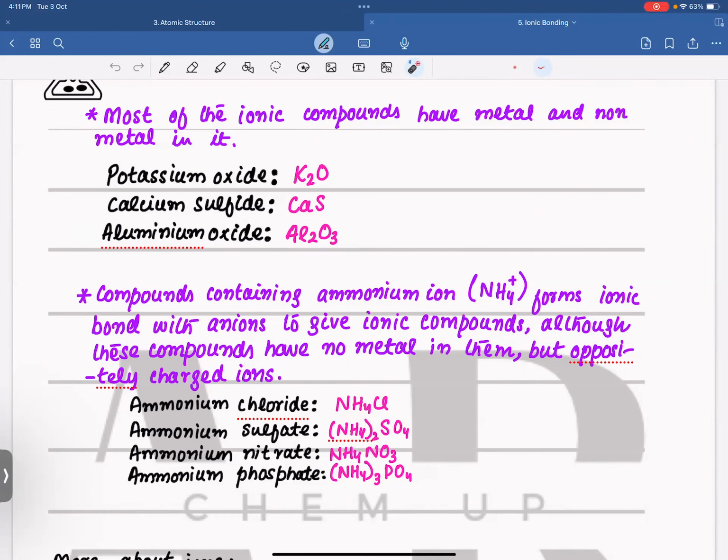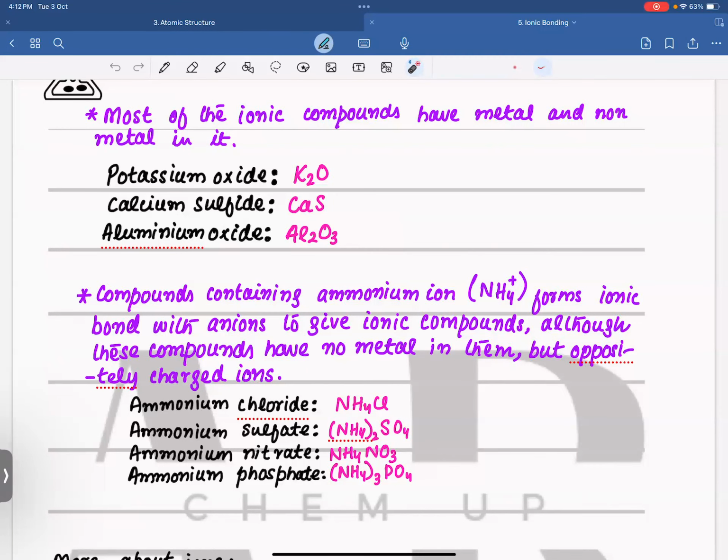In a similar manner, the non-metals from group 5, group 6, and group 7 gain electrons in their valence shell to complete their outermost shell, to have an octet, and as a result, they become an anion. So group 5 non-metals gain 3 electrons as they have 5 electrons in their valence shell because they are in group 5. So they gain 3 electrons and form an anion with a 3 negative charge.